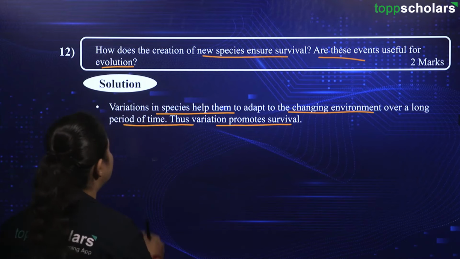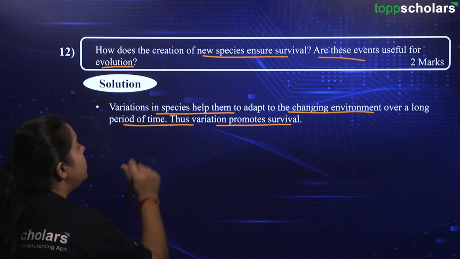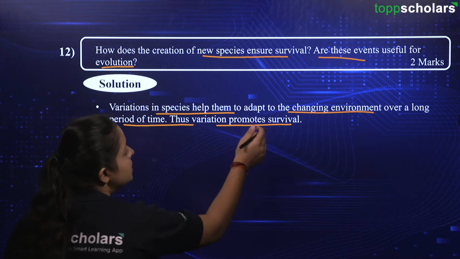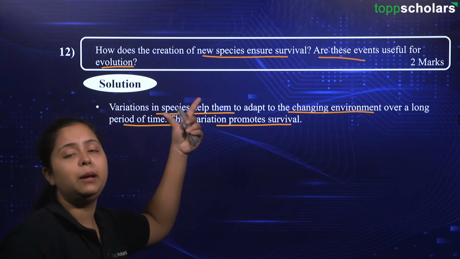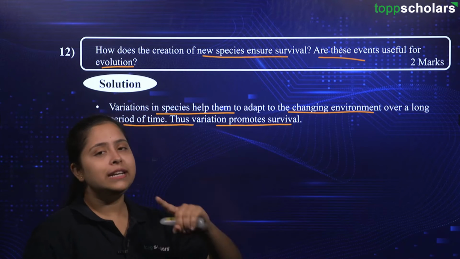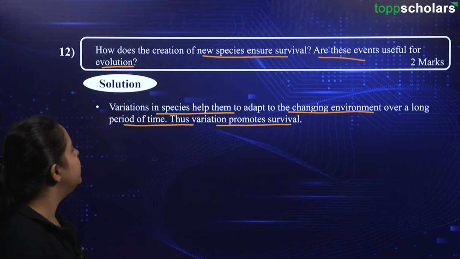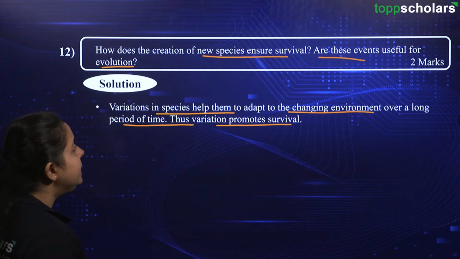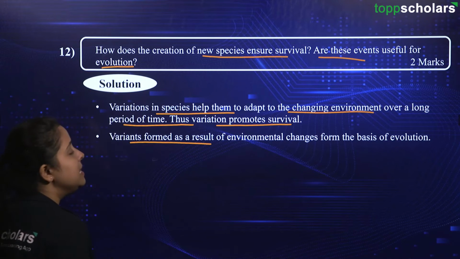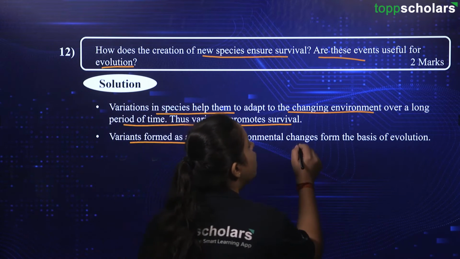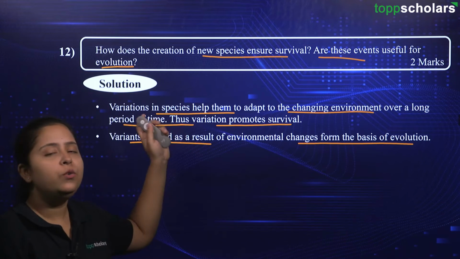Okay, coming back to the solution part, variation in species helps them to adapt to the changing environment over a long period of time. Thus, variation promotes survival. Because of these changes only, we are able to survive in our constantly changing environment. Going ahead for the next part of your question, are these events useful for evolution? Yes, these events are indeed useful for evolution because variants formed as a result of environmental changes form the basis of evolution.